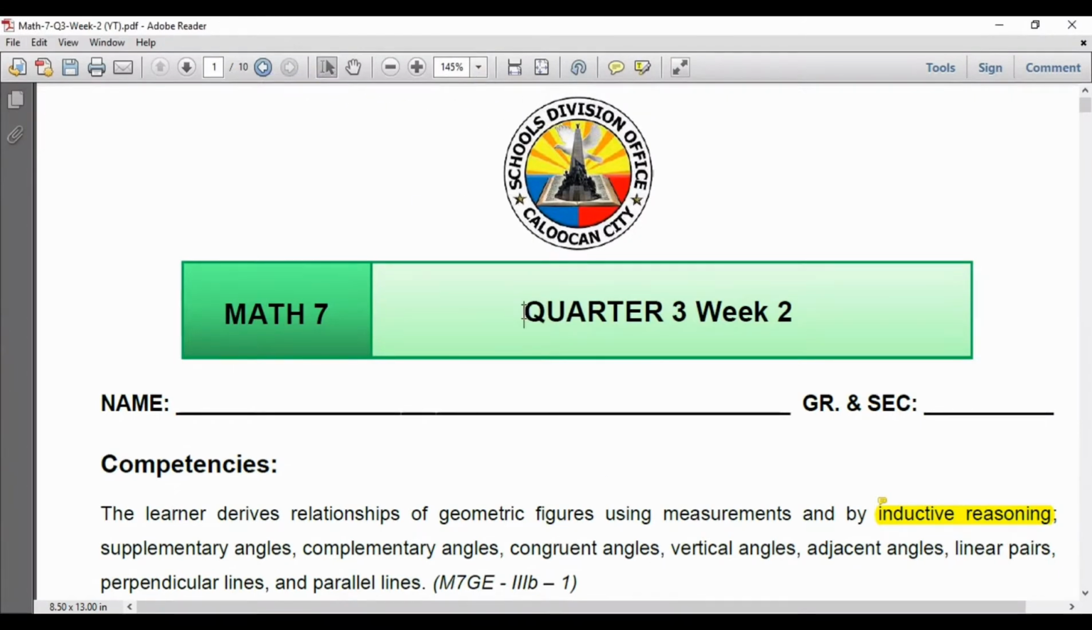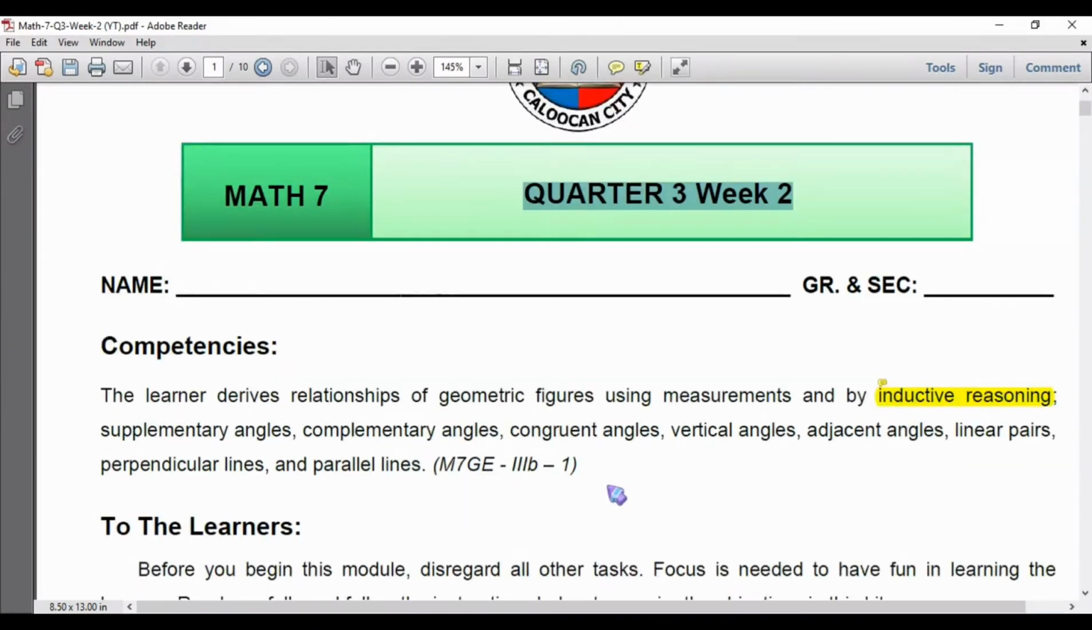This time, let's talk about Quarter 3, Week 2 of your module, wherein its competency, the learner derives relationships of geometric figures using measurements and by inductive reasoning. We will talk about the supplementary angles, the complementary angles, the congruent angles, vertical angles, the adjacent angles, linear pairs, perpendicular lines, and parallel lines.